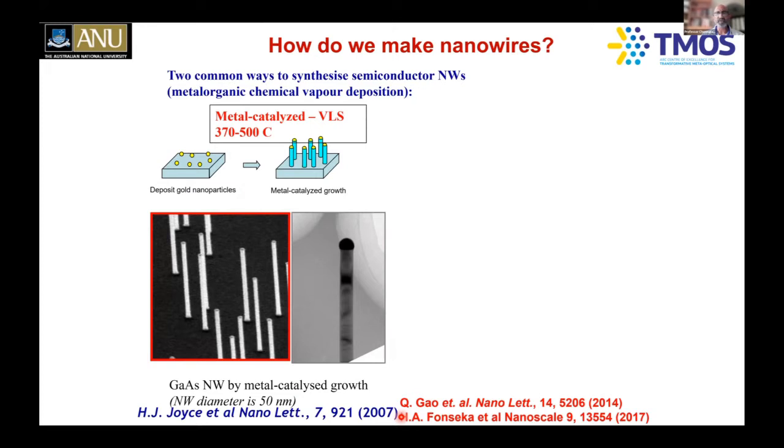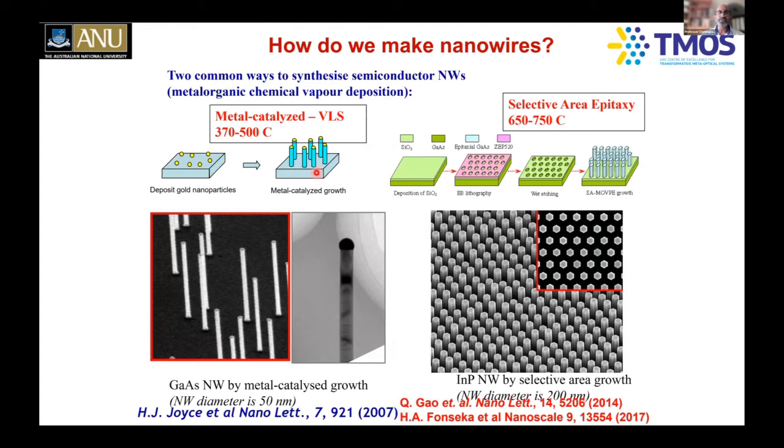If the nanowires are so important, how do we make these structures? Well, there are two main techniques which we use. One is called a metal-catalyzed VLS growth process, the vapor-liquid-solid growth mechanism. Another technique is called selective epitaxy. Typically, we use MOCVD, metal organic chemical vapor deposition. Alternatively, you can also use molecular beam epitaxy, and people also use solution processing. There are some advantages and disadvantages depending on which technique you use.